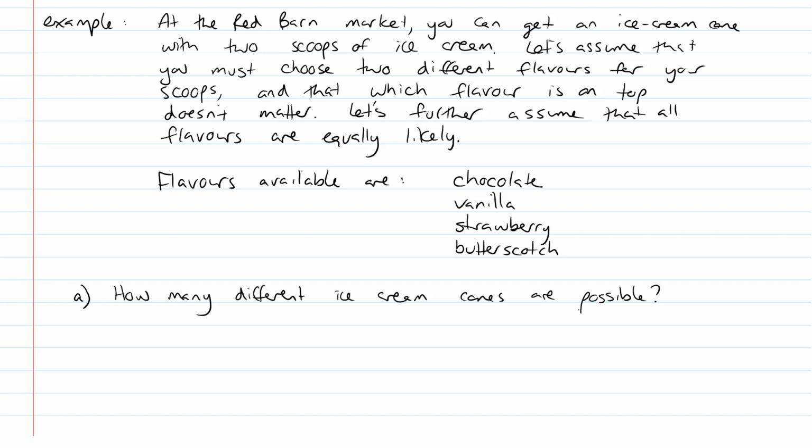Our example is at the Red Barn Market, where you can get an ice cream cone with 2 scoops of ice cream. Let's assume that you must choose 2 different flavors for your scoops, and that which flavor is on top doesn't matter. Let's further assume that all flavors are equally likely. Our flavors available are chocolate, vanilla, strawberry, and butterscotch. So we're going to start by asking, how many different ice cream cones are possible?